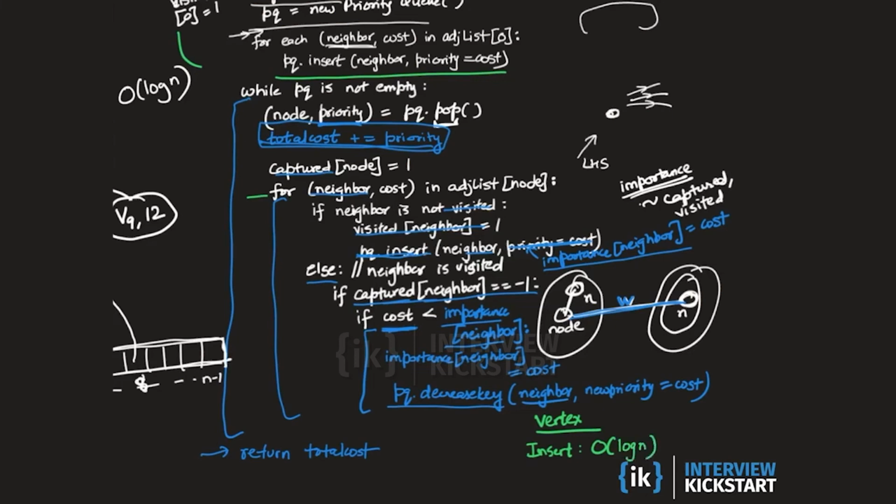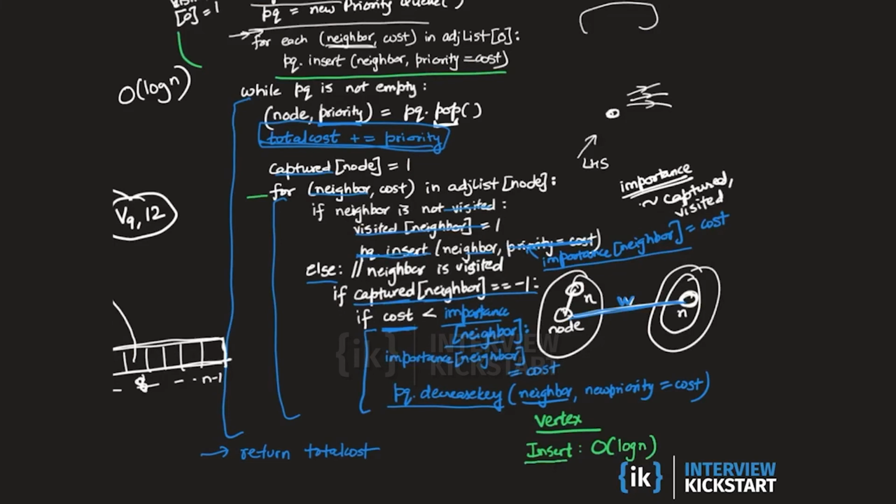The maximum size of the priority queue is going to be n, because at the most the priority queue can hold most of the vertices in the graph, so it can't grow to size more than n. So we'll say the worst case time for an insert is order log n.